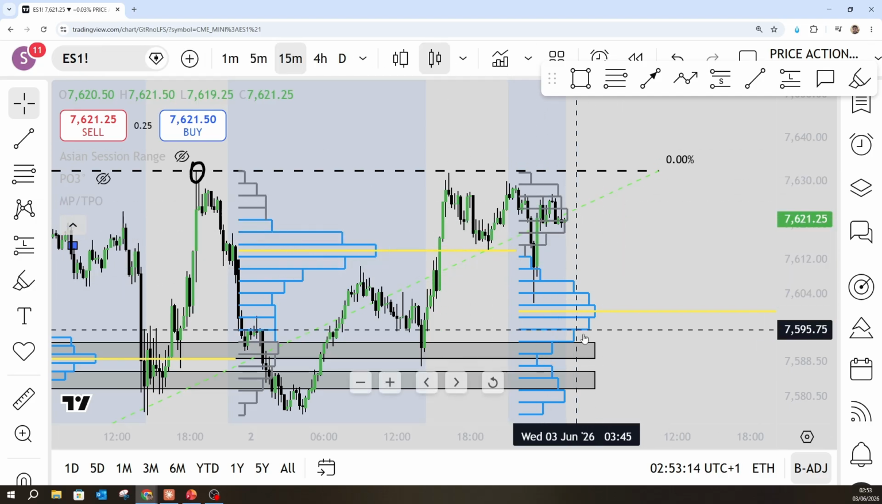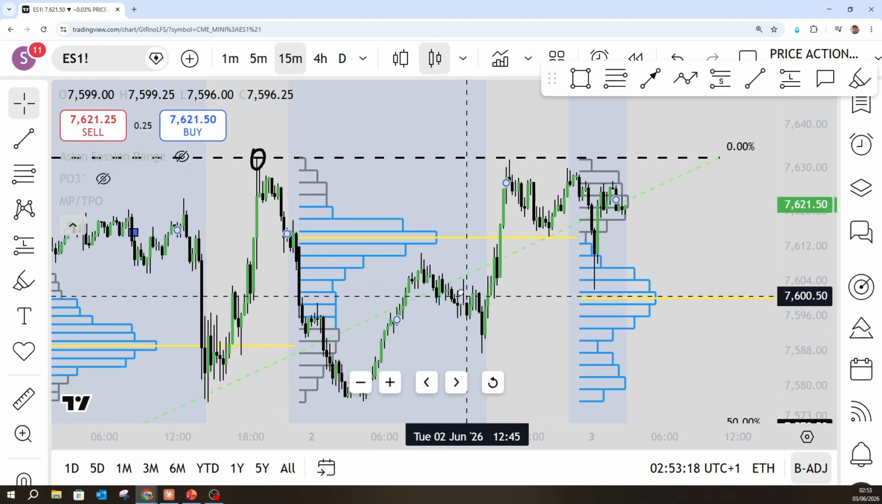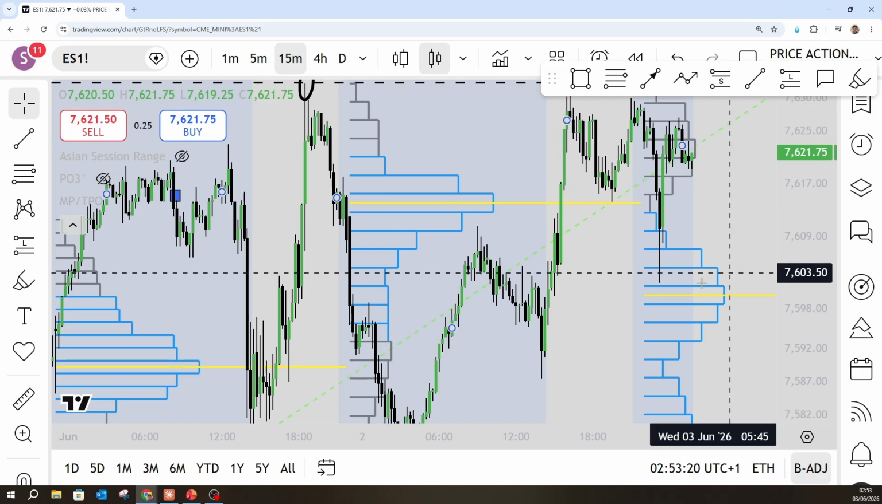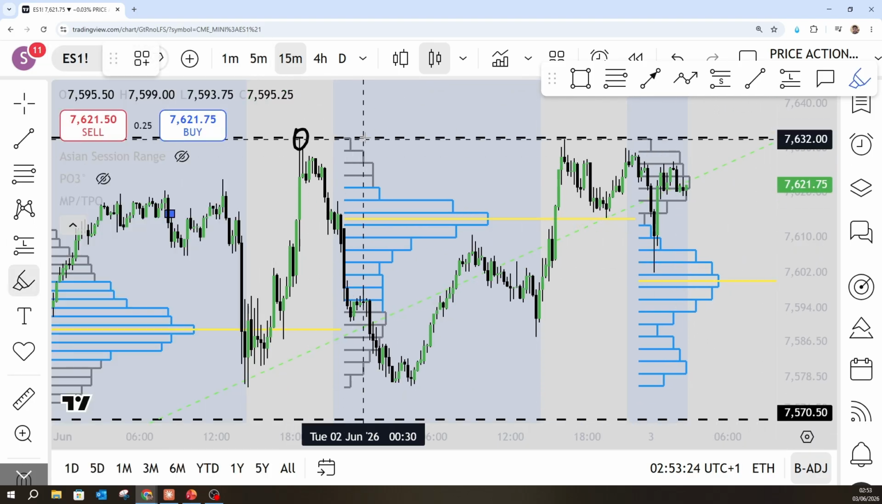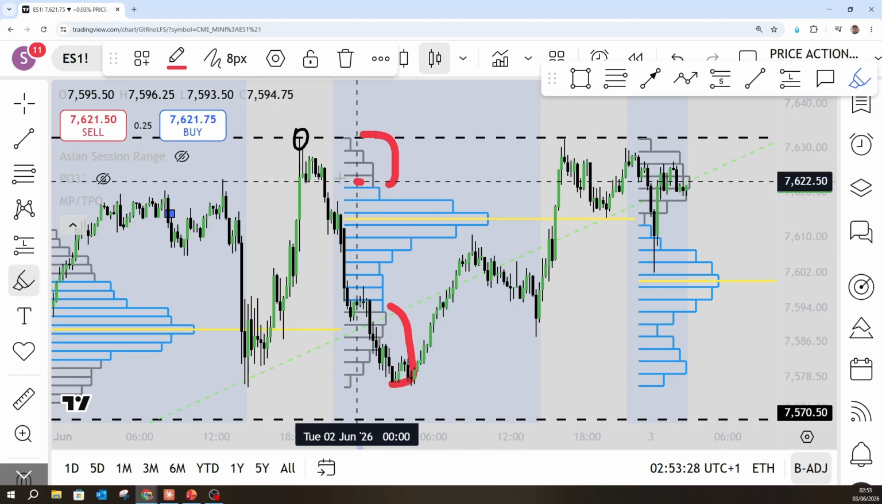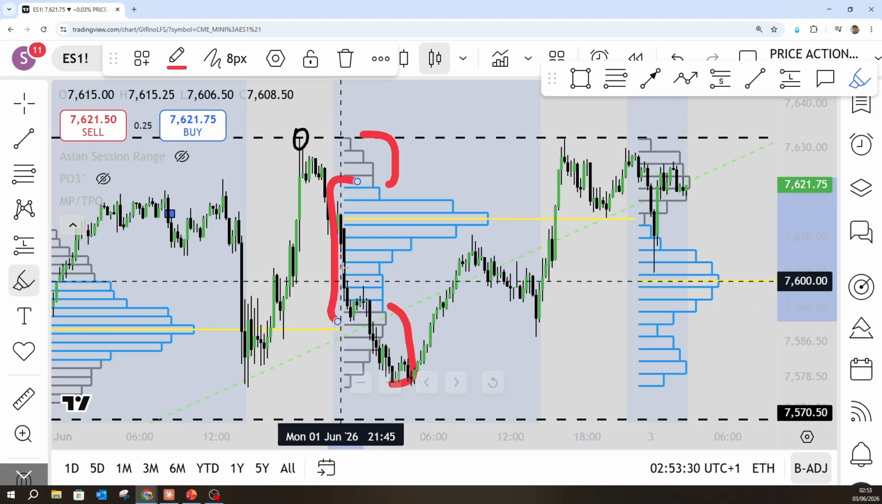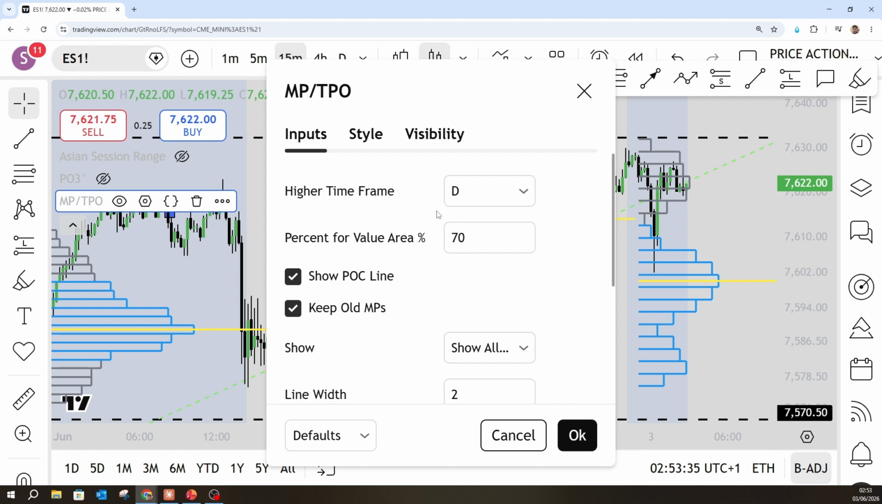Let's remove these. What does the market profile essentially show you? It shows you where the low volume area is, and where the high volume area is. This is MPO/TPO. When you click on MPO/TPO, you want the time frame to be the daily time frame. No other time frame is needed.